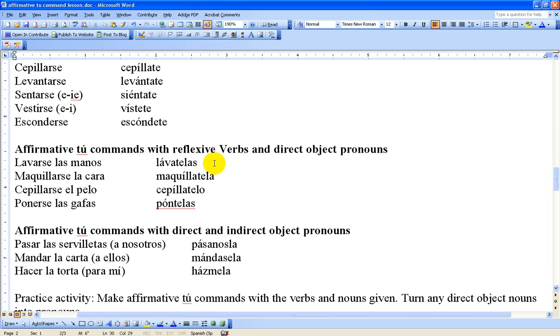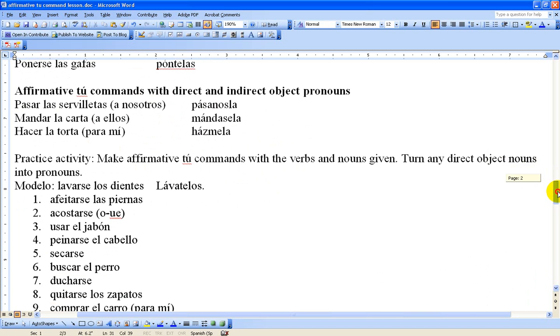If I were to break this down for you, just kind of show it to you. I have lávate las like that. And again, if I say the initial word, just this word, lava, lava, you should hear that the stress is over that A. So since the stress is on the third or more syllable back, I put a written accent mark right there. And that goes the same with these other ones. Maquíllatela, cepíllatelo, and póntelas. So that's how you do it with reflexive verbs and direct object pronouns.